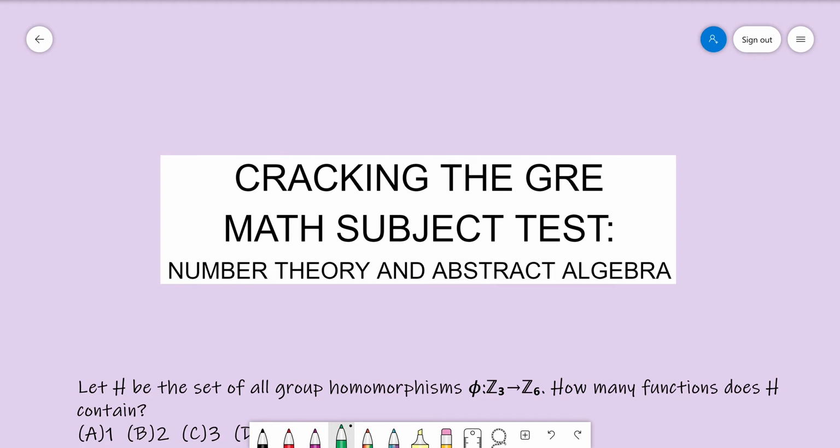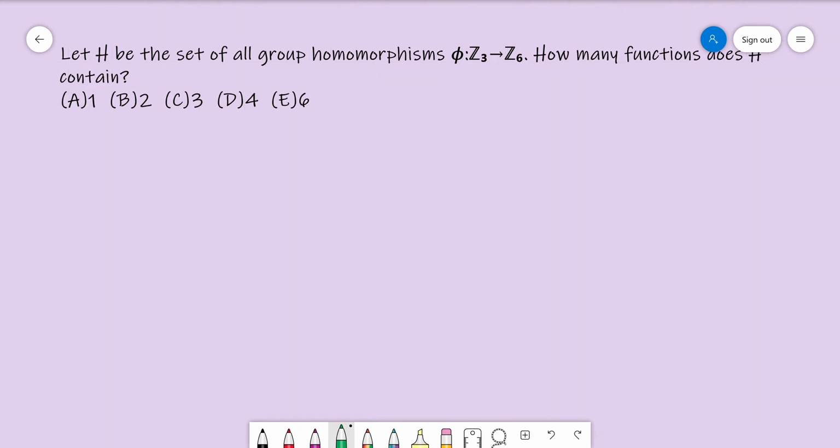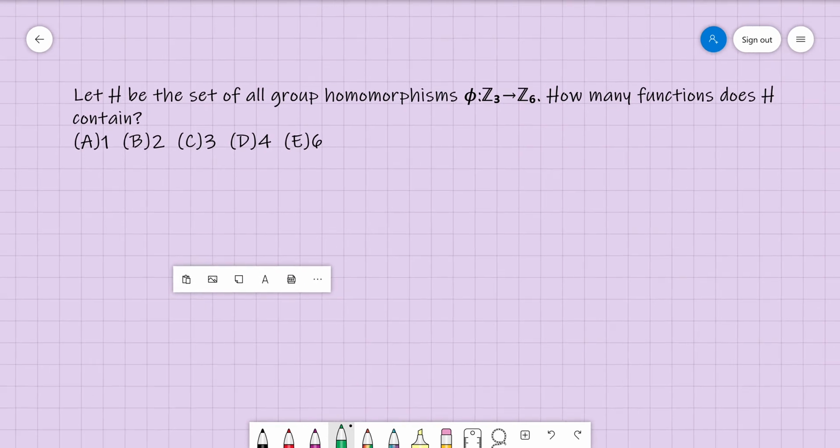We're on the Number Theory and Abstract Algebra chapter, and this question, I would say, is about medium difficulty. We're told that H is the set of all group homomorphisms phi from Z3 to Z6, and we're asked how many functions does H have.